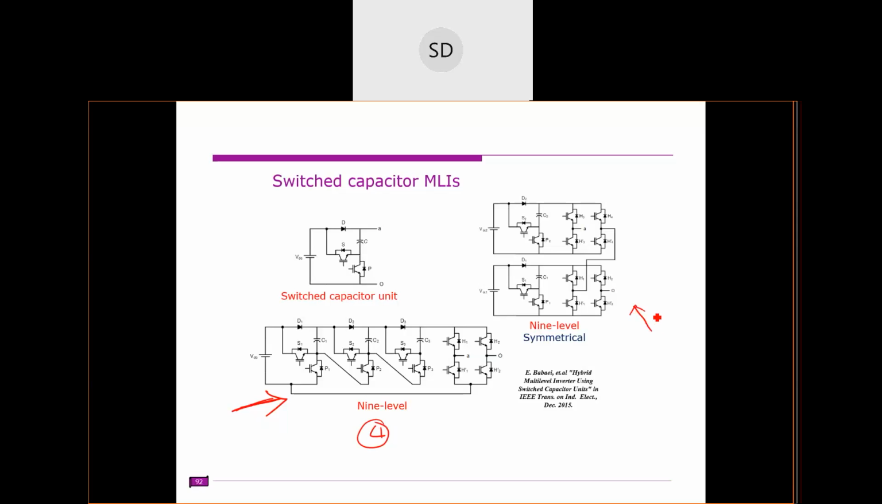So in this case, what is the voltage gain? 2. It is actually 2, right? Yes, you're actually getting 4 VDC across this one, but you have 2 DC sources, so that means 2 VDC. Its voltage gain is 2. Our voltage boosting rate is 2. Here it is 4, whereas here it is 2. Okay.